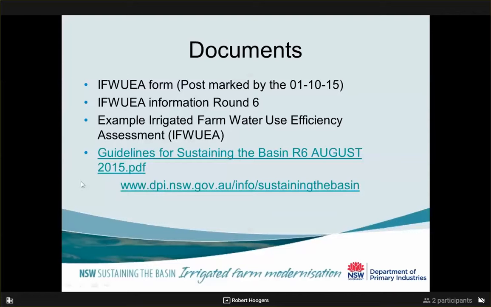Okay, so the documents you need will all be on the website, which is the address on the bottom of that slide. The IFWUEA form needs to be back by the 1st of October. There's an information pack and an example IFWUEA. Just stressing that you don't need to do your IFWUEA to the full extent of the example IFWUEA. The example IFWUEA looks at all the different ways of producing an IFWUEA. Your water loss assessment may be much more simple than that.